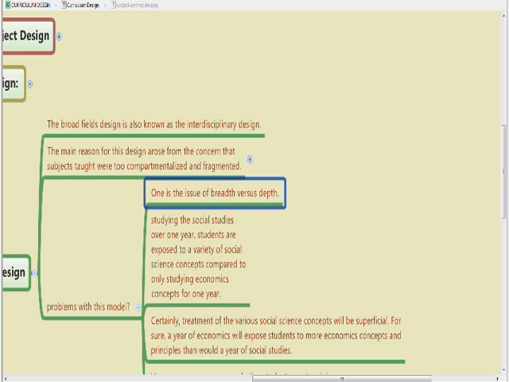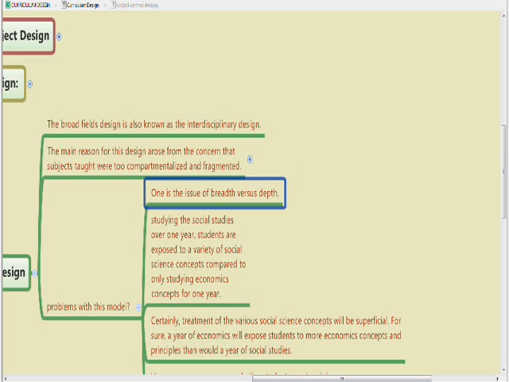So this whole issue of bringing subjects together and trying to study them in an integrated manner, sometimes you will miss out the details of a subject because it doesn't come about naturally when you integrate with other subjects. So, for example, studying social studies over a year, students will be exposed to a variety of social science concepts compared to only studying economics concepts for a year. So if you study just pure economics for 1 year, as opposed to studying social studies for 1 year, there is a lot of economics you're going to miss out.